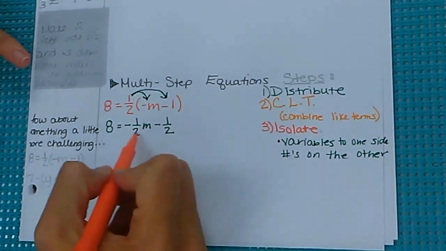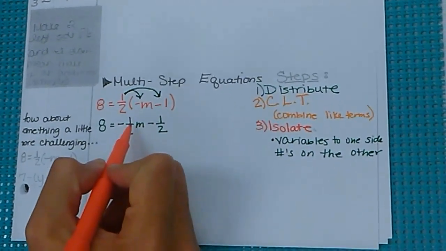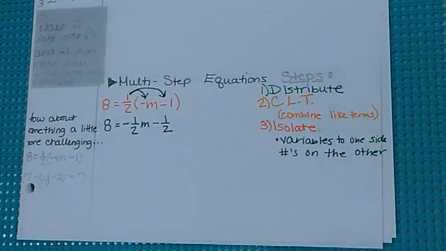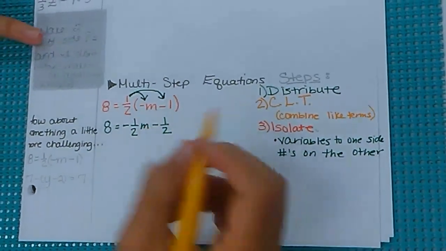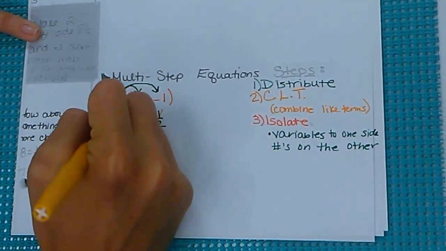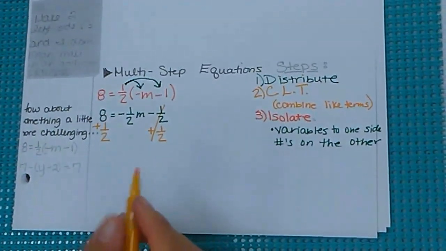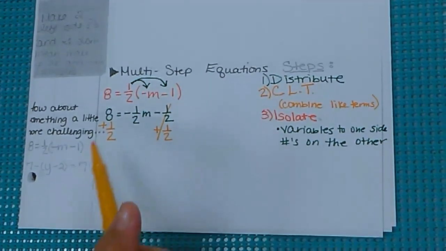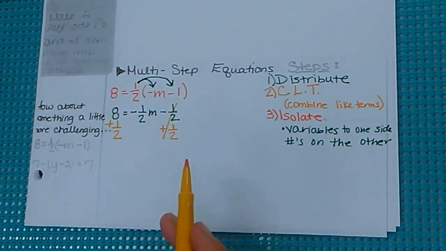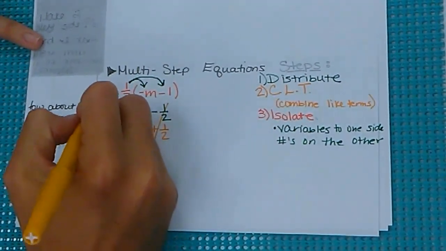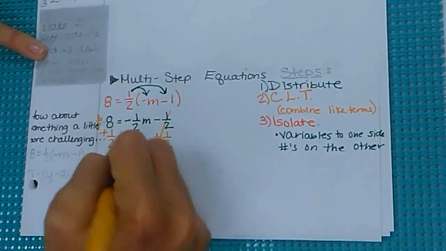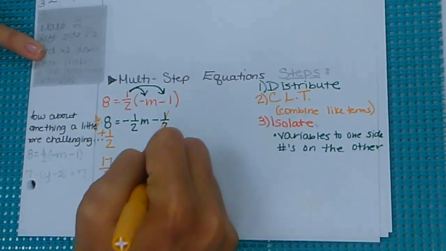Alrighty, so there's only one m on this side, so I see that as, okay, I need to move this minus 1/2. So what's the inverse or the opposite of a minus 1/2? Plus 1/2. And what I do to one side, I got to do to the other. So here you can write this as 8.5, but like I was telling you guys, I'm not a huge fan of mixed numbers anymore. It's all about improper fractions. So 8 is 16/2, so 16/2 plus 1/2, 17/2 equals negative 1/2 m.